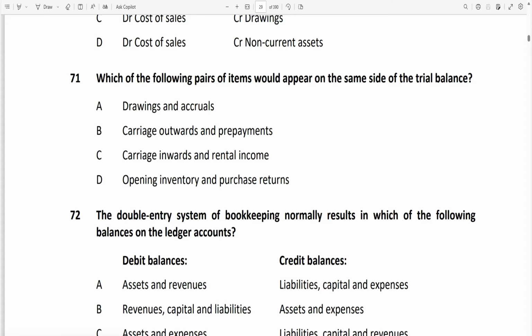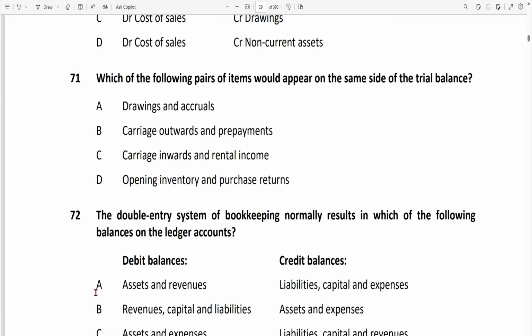And D, opening inventory, obviously on the debit side. Purchase return will be on the credit side, because if we are purchasing the goods it will be on the debit side, but now we are returning, so it will be on the credit side. So option B is correct.